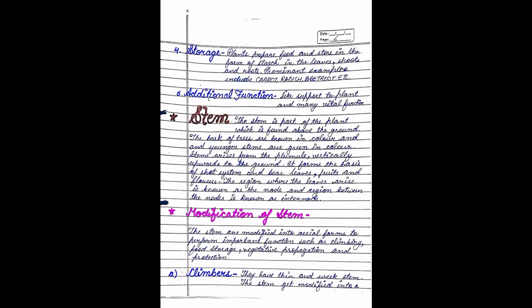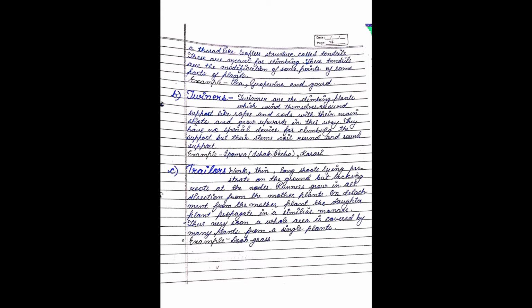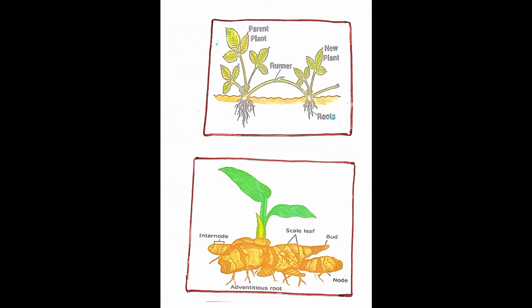Apart from the roots, the stem is also an important part of the plant, which is above the ground. There are twiners and the trailers. Therefore the twiners are climbing plants and trailers are weak and thin long shoots in nature. As you can see the adventitious roots in the ginger plant.